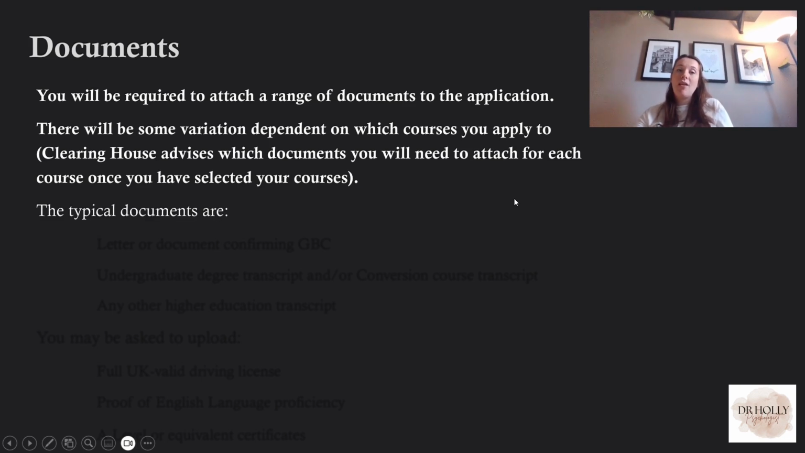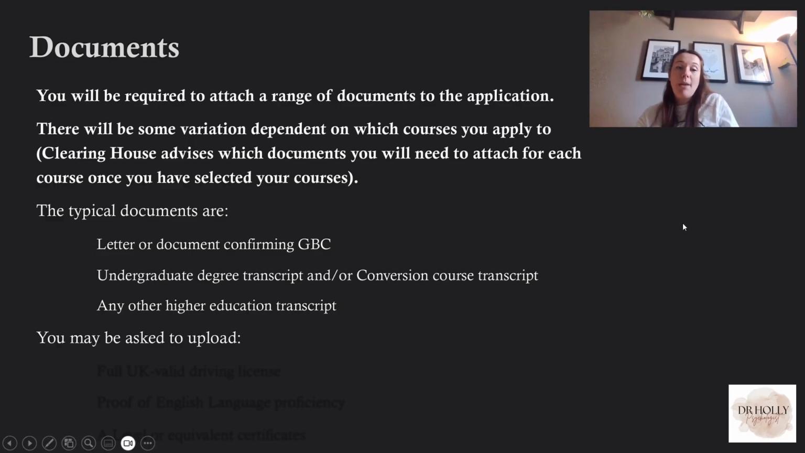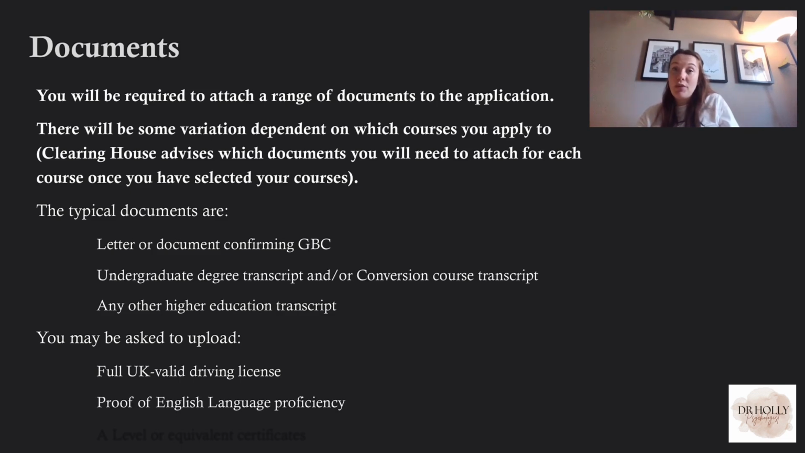But the typical documents are a letter or document confirming your graduate basis for chartership, a degree transcript, or any other higher education transcript that shows kind of what grades you got. Some courses like to have you get at least 65% in research modules, things like that. So you might need your degree transcript and your certificate as well. But you may be asked to upload your full UK valid driving licence, proof of English language proficiency based on which English language course pass certificate that university will accept. You may also be asked to upload your A-level or equivalent certificates.